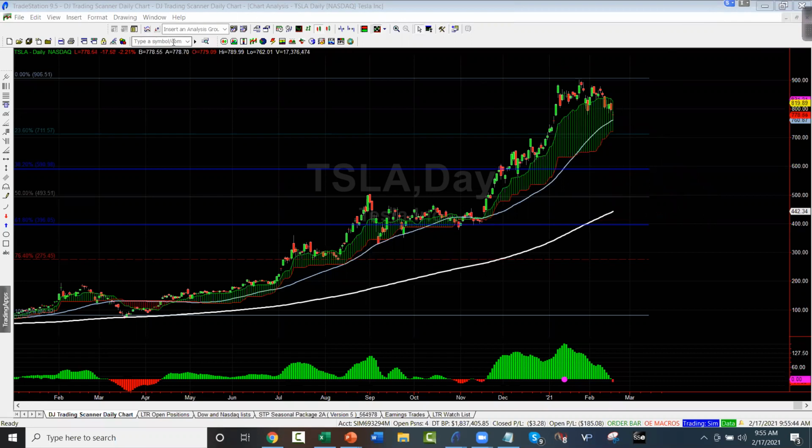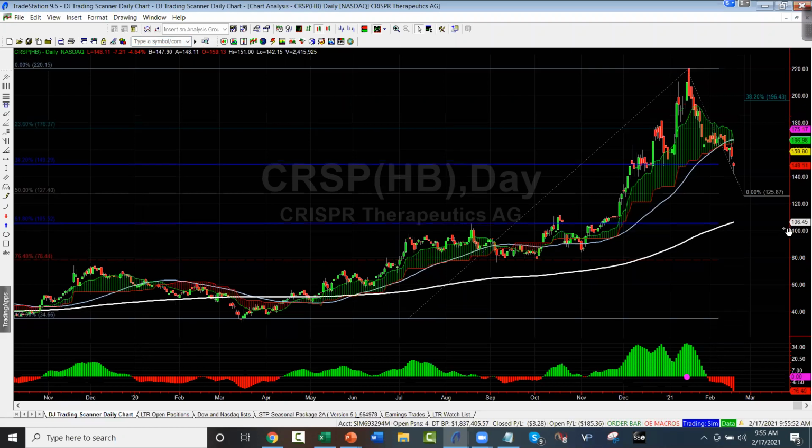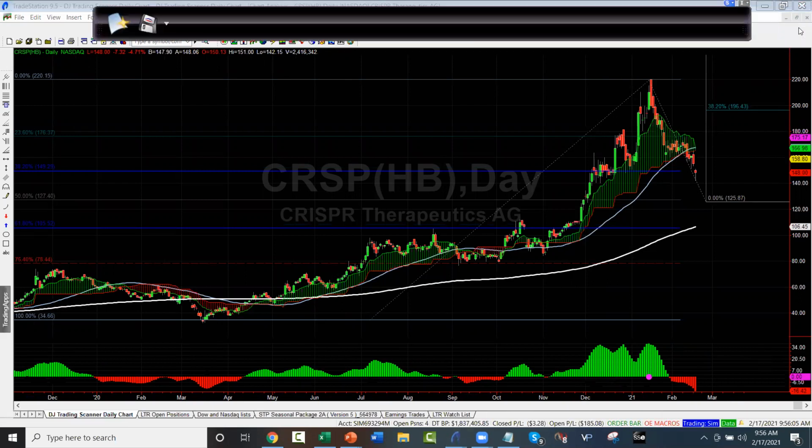CRSP, CRISPR. Okay, so CRISPR did what we were projecting Tesla's going to do. So you can see big run up and then lower lows, lower highs, lower lows, right into where? This zone that we predicted. This is the retracement zone, and you can see CRISPR made it. So now what do we do? We let this finish.